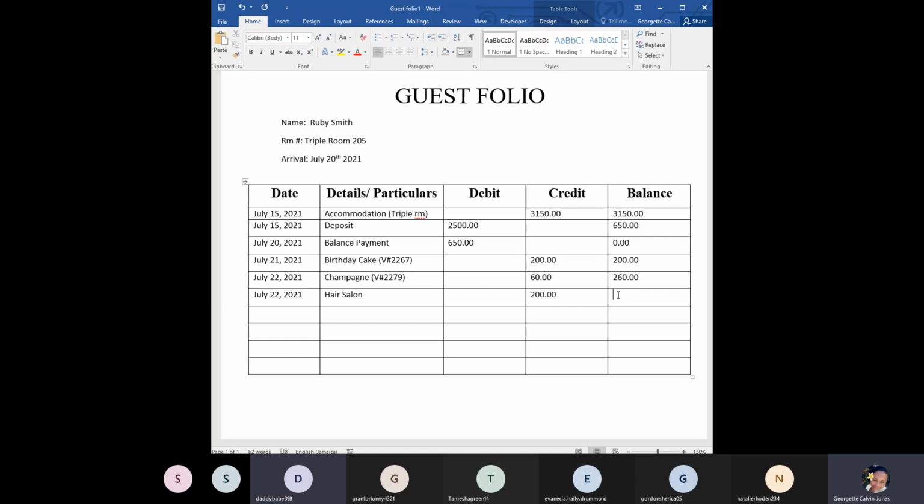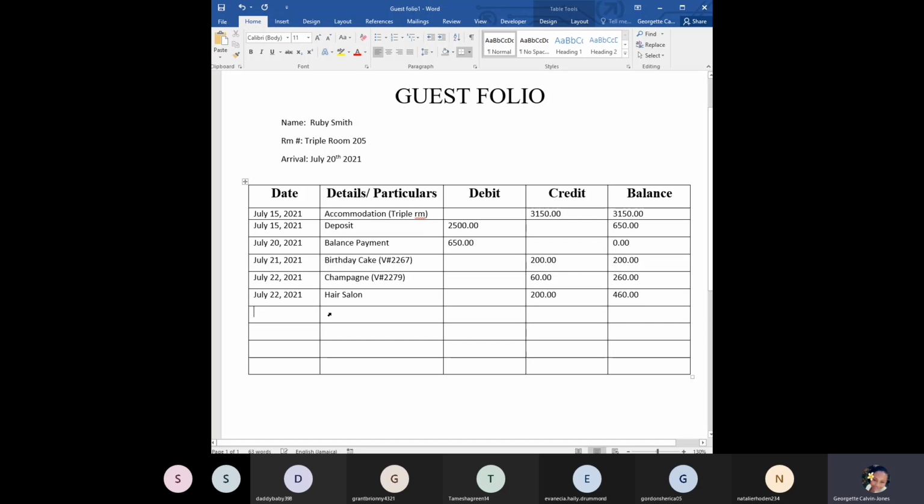460. Miss, why didn't you get 260? Because it's credit, what is owed, we're adding, the balance comes down. If it was debit, meaning she paid for something, then you would minus it, paying her balance.